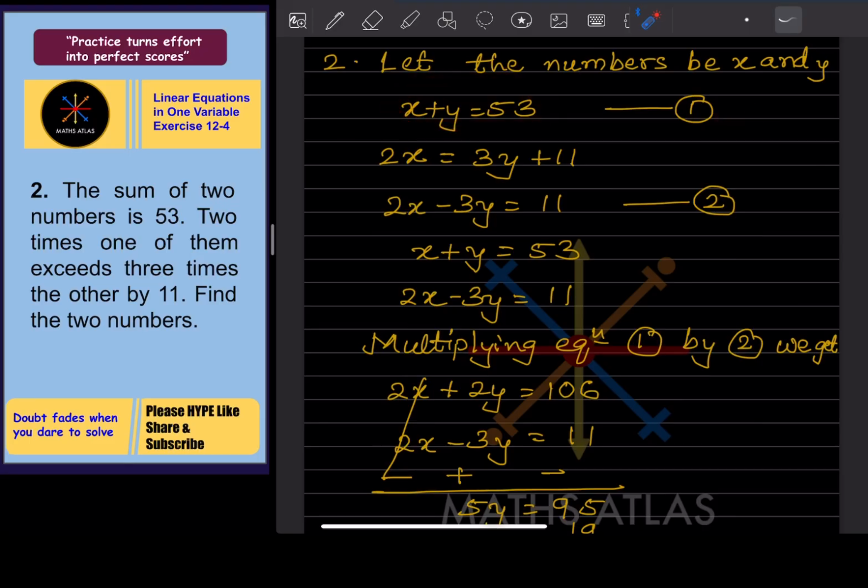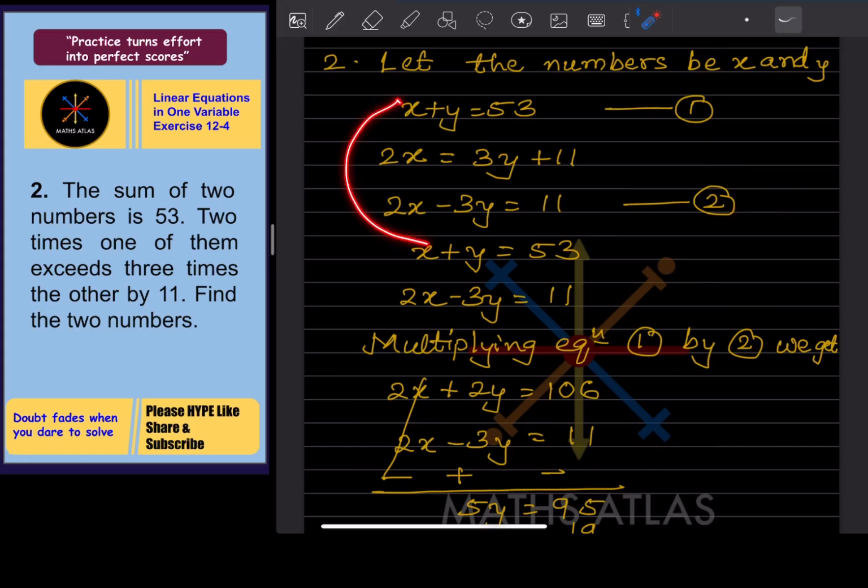In the second sentence it says that 2 times one of them. So if we are considering this one, 2 times means 2x exceeds 3 times the other, means is equal to 3 times the other, where the other number is y. So 3 times means 3y, exceeds by 11 means 3y plus 11. So what will you do for this equation? We'll rearrange it and bring it in this form. So that will be x and y. So 2x minus 3y is 11. So this will be equation number 2.